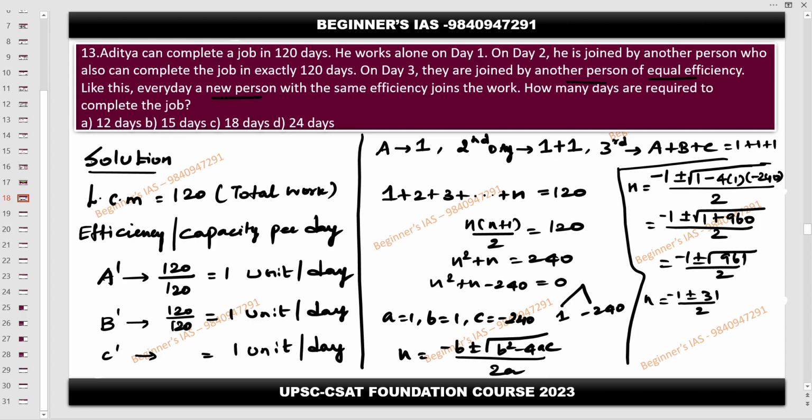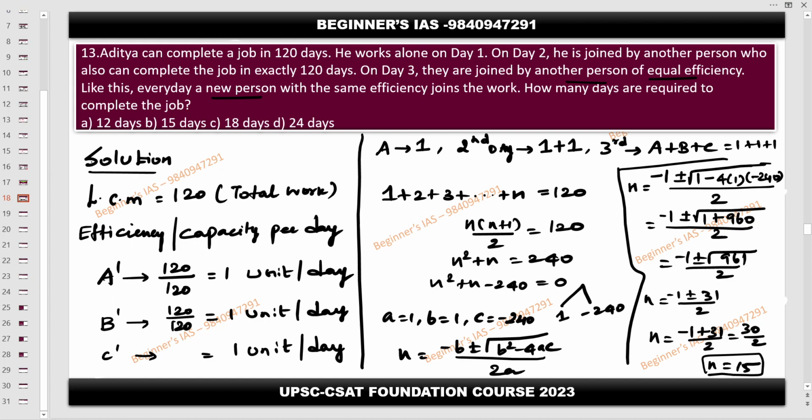So now split the values. Here we don't want a negative value, therefore we should not bother about minus 31. We should only consider the plus 31. Therefore plus 31 by 2, which is equal to 30 by 2. Therefore n will become 15. So the answer is 15 days.